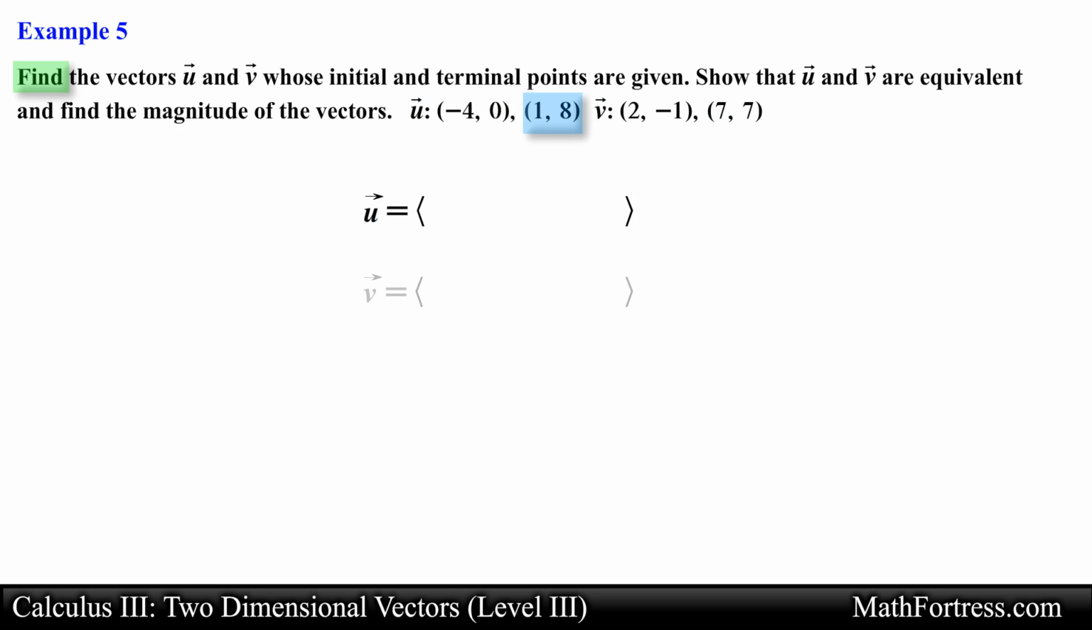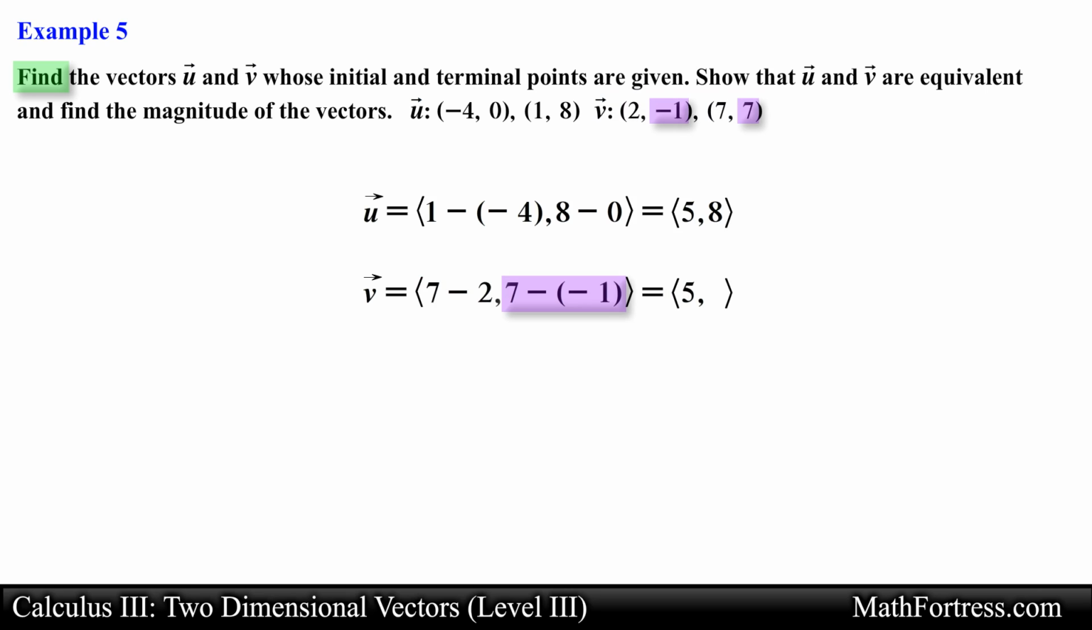Similar to the previous examples, let's take the terminal point and subtract the initial point to obtain the components of the vector. Doing that, we obtain the following. Vector u is equivalent to 1 minus negative 4 for the x component, which simplifies to 5, and 8 minus 0 for the y component, which simplifies to 8. Alright, now we do the same for vector v and obtain the following. 7 minus 2 for the x component, which simplifies to 5, and 7 minus negative 1 for the y component, which simplifies to 8.